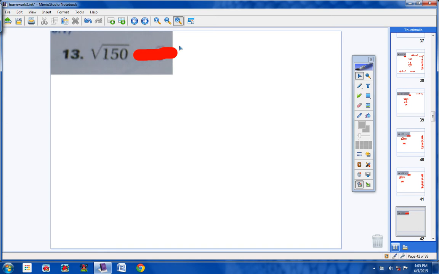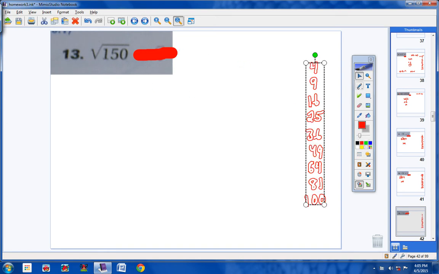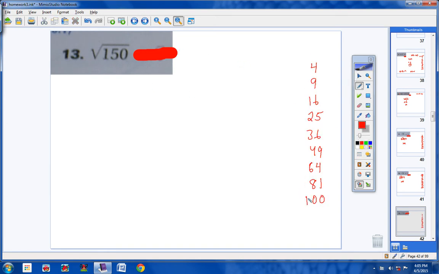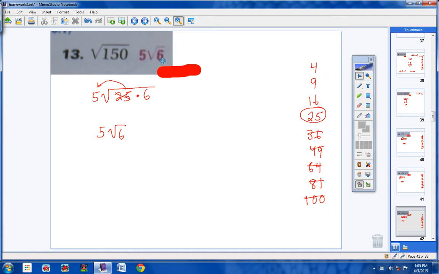Moving on to number 13, 150. Students, if you start at the bottom and work your way up, not know the square root of 6, but I do know the square root of 25. Cross it off and put a 5 on the outside. So 5 square root of 6. You know you're finished because none of these numbers will go into 6 evenly.